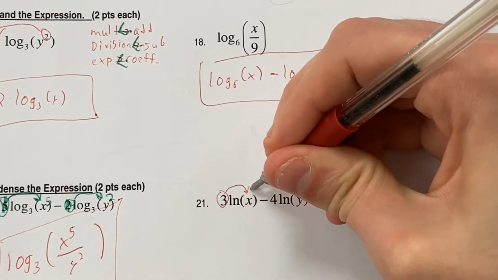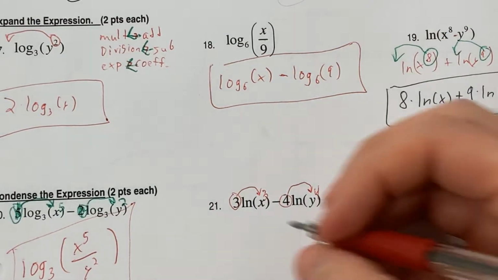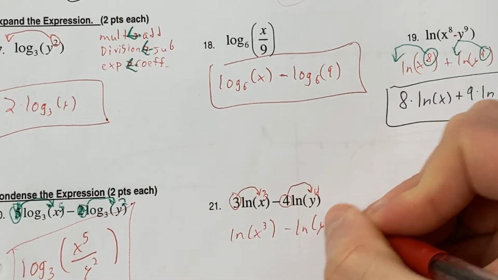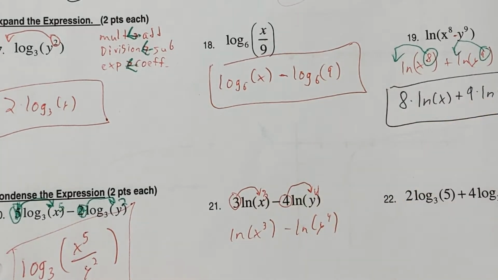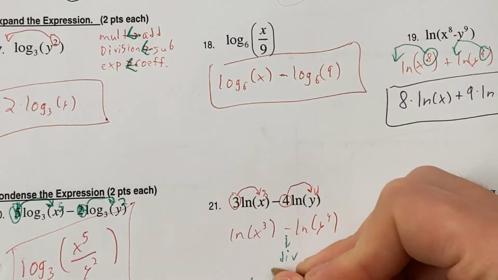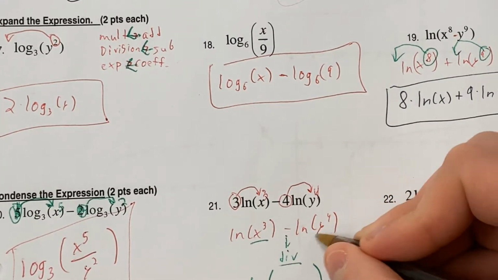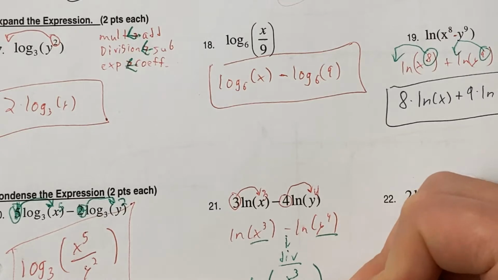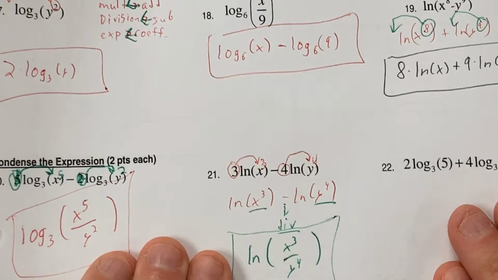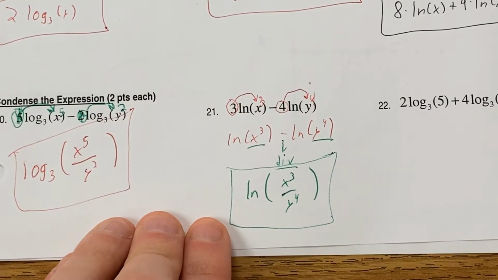3 goes there, and 4 goes there. So I have the natural log of x to the 3rd minus the natural log of y to the 4th. Same thing as the last one: this turns into division. So I would have the natural log of x to the 3rd divided by y to the 4th. Just notice that was off screen. Done.